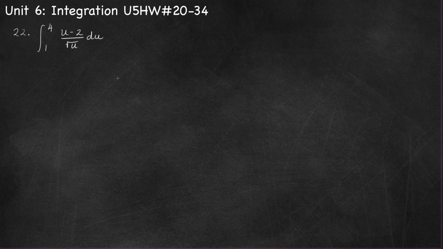Number 22, we want to integrate u minus 2 over the square root of u, du, on the interval from 1 to 4. So before I find my antiderivative, I want to simplify this so that I can use the power rule. So I'm going to split this apart into u over square root of u minus 2 over square root of u. And then continuing to simplify, u divided by the square root of u is just the square root of u.